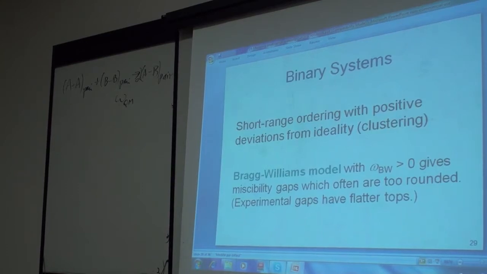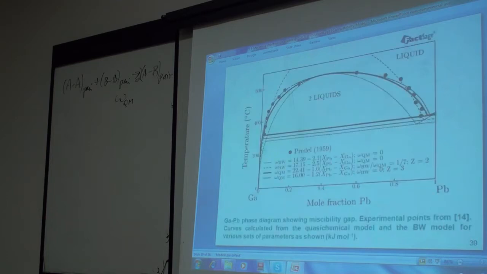Short-range ordering with positive deviations from ideality. The Bragg-Williams model gives you miscibility gaps which are often too rounded, almost always too rounded. You always find this when you're looking at the Bragg-Williams model. So here is an example. The dots are experimental points. This is the gallium-lead system. It has positive deviations, so you have two liquid phases.